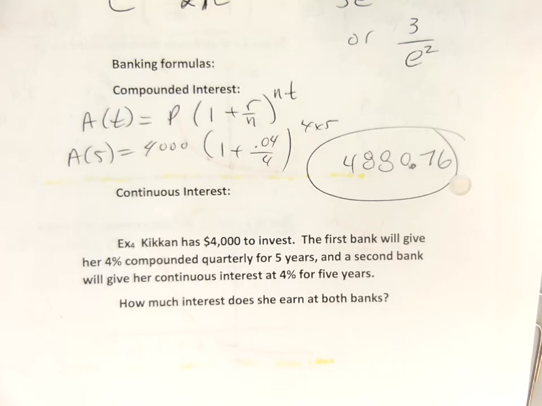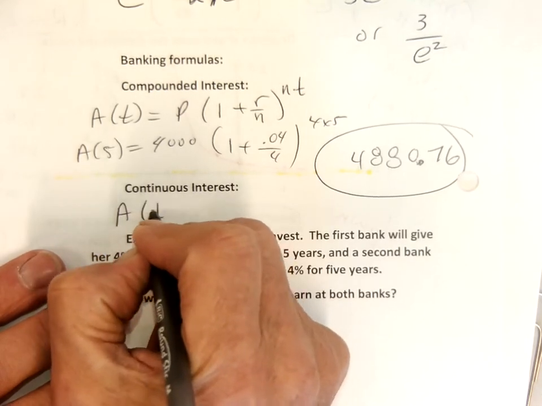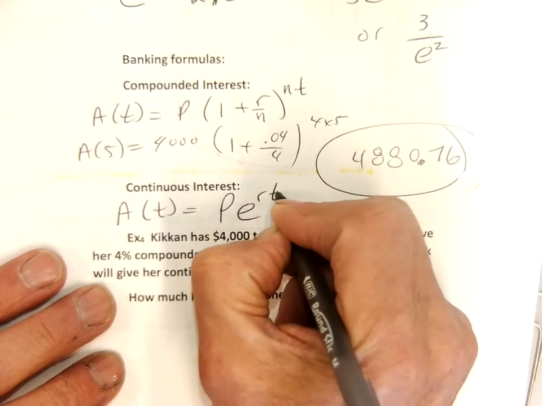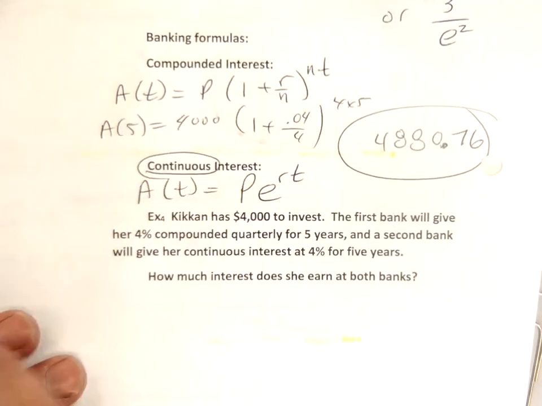So when you see the word continuous, and I said this earlier, you think E, all right? You think the number E. Whenever you see this word continuous, you've got to think of the number E. So I'm going to give you a new formula. Write this formula down. We're going to write A of t equals P e to the rt, all right? If it's continuous, you want this formula, okay?